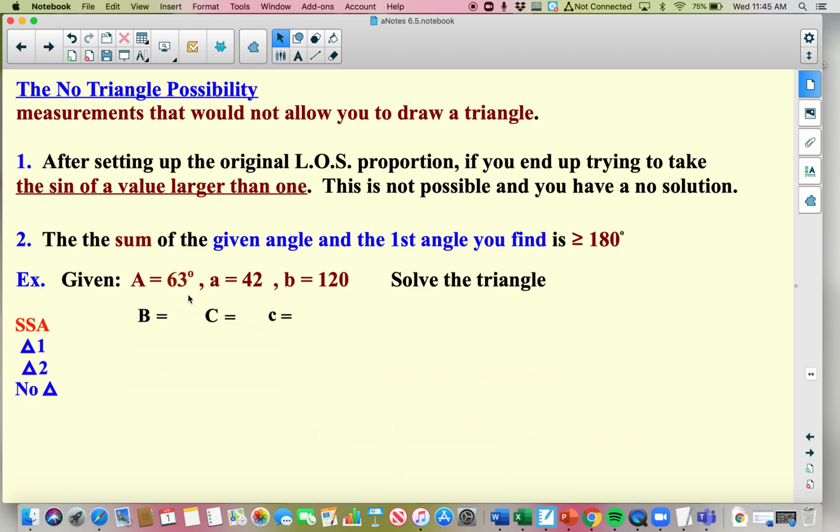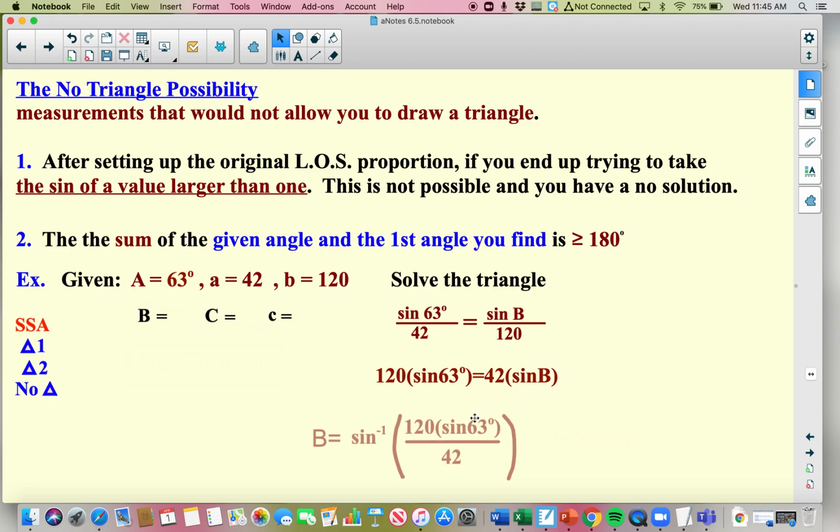So if you know angle A, side B, again, this is a side angle case, right? So I know that I have to check for this ambiguous case. Maybe it works, maybe there's two triangles, maybe there are none. So if I set up law of sines, I can put my A information together for sure. So sine of 63 over 42, and then side B, so sine of angle B over 120. Okay, cross multiply. And I'm going to solve for angle B, so I need to inverse sine this quotient, right?